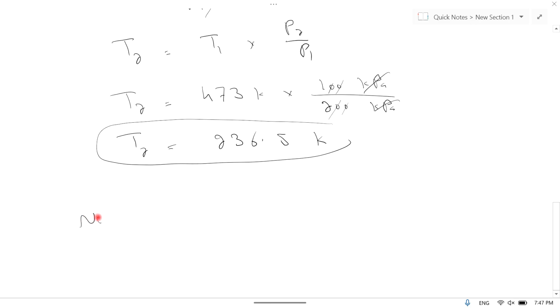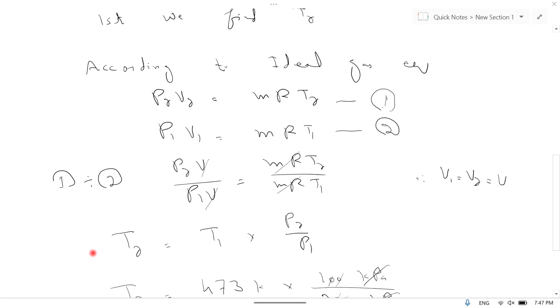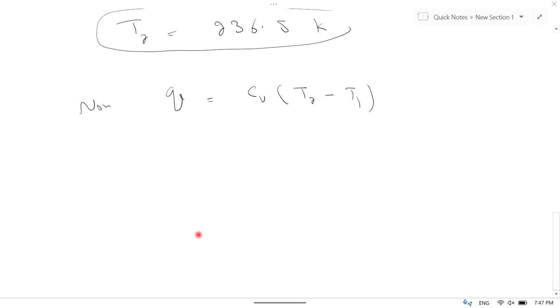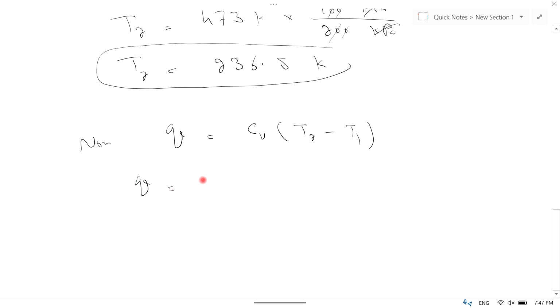Now we know that specific heat transfer is equal to Cv (T2 minus T1). There is no need of m because it is required in kilojoule per kilogram, and m is not given to us. So q is equal to Cv, which is 0.748 kilojoule per kilogram per Kelvin, times T2, which is 236.5 Kelvin, minus T1, which is 473 Kelvin. Kelvin will be cancelled with Kelvin.